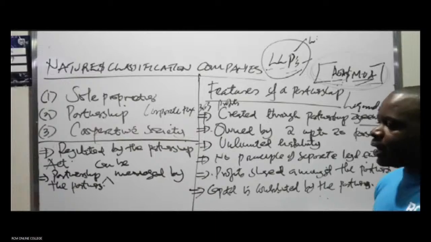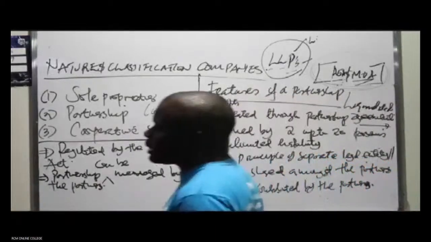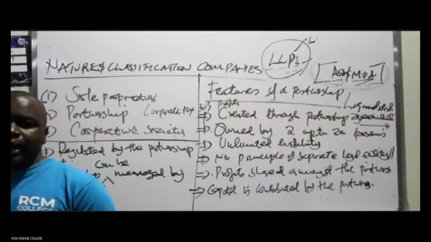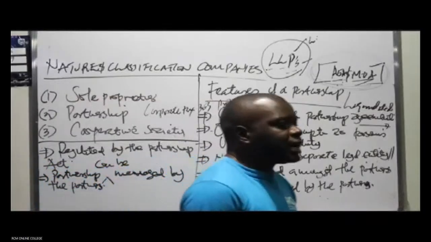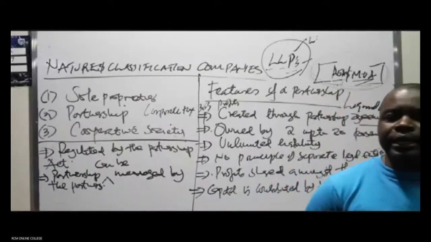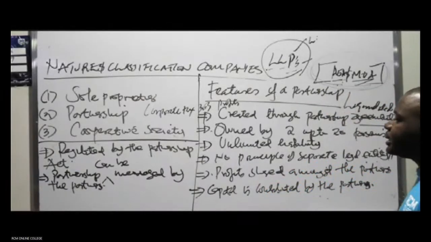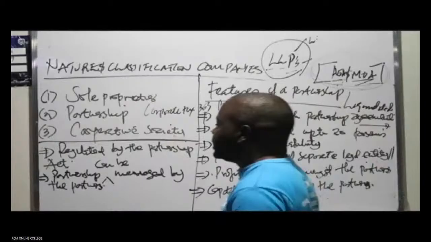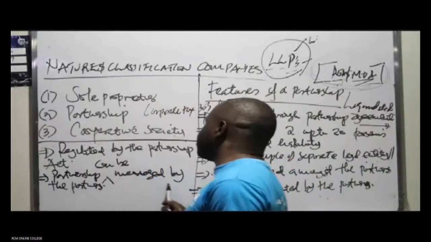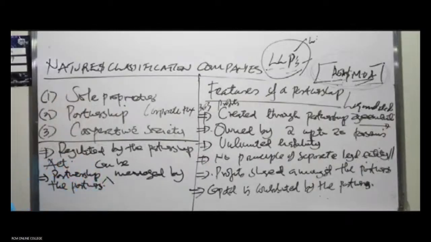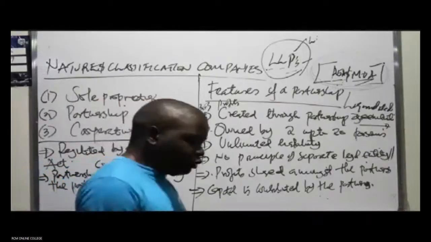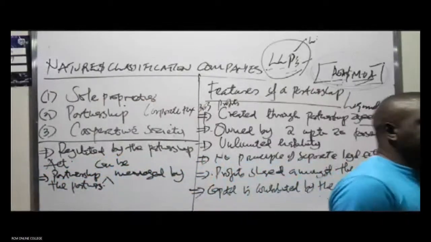In this case, for a partnership, we rely upon the Partnership Act to understand how you can manage, govern or run a partnership business. While for a company, we rely upon the Companies Act. Partnerships can manage the partnership business by themselves as the partners, while in a company, they end up having to appoint, in this case, what? Directors.